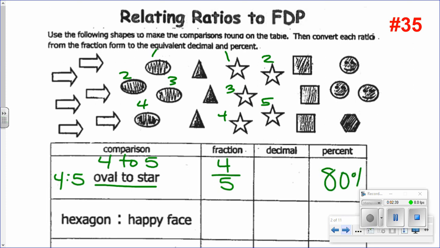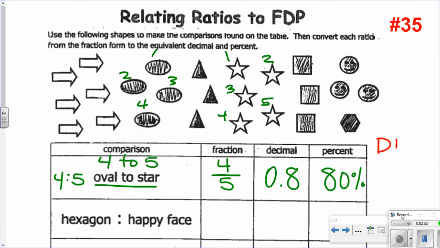So 80%. And we know 80% as a decimal is 0.8, because all we have to do is move the decimal. Since 80% is a percent and we move it into a decimal, we move it 2 places over, 1, 2 places. So as a decimal, it would be 0.8, because the decimal has to be right before the 8.